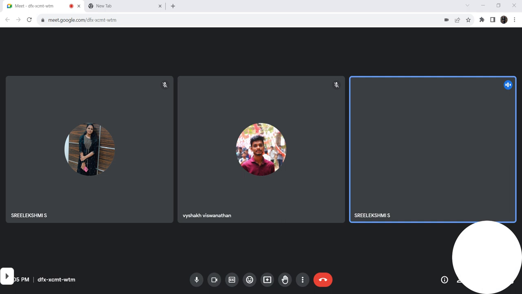So this is the answer. Option C is the correct answer. So the sequence of reactions involved here are 4+2 cycloaddition reaction and this Paternò-Büchi reaction. So that is the first question.